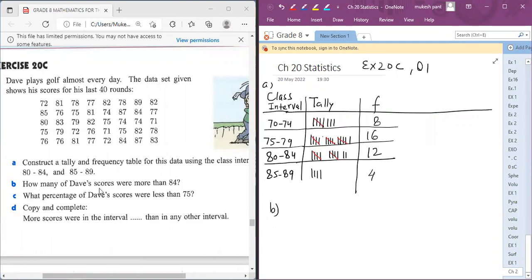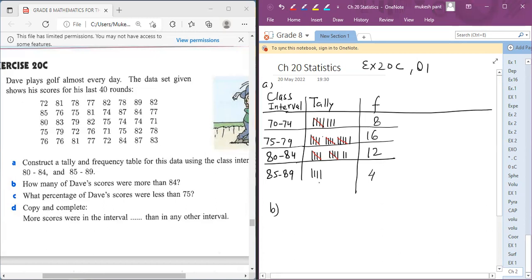How many of Dave's scores were more than 84? Okay, more than 84. So Karen, what answer do you say? Look at the table. 85. When we make the table, then it becomes very easy. Is it 85 to 89? Yes, you are right. He's talking about the class interval 85 to 89.